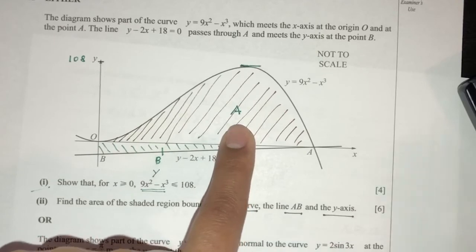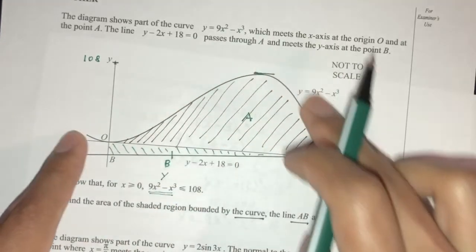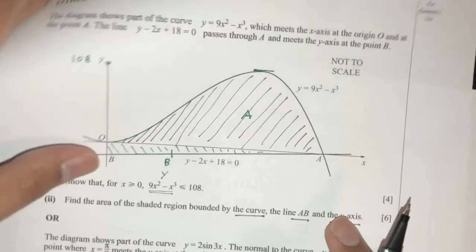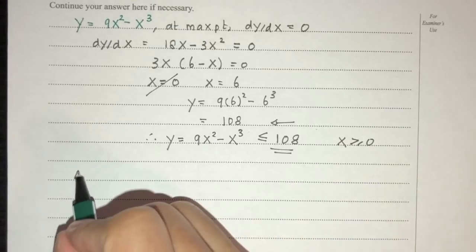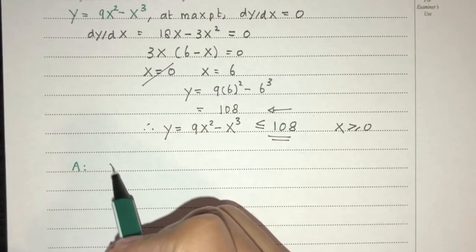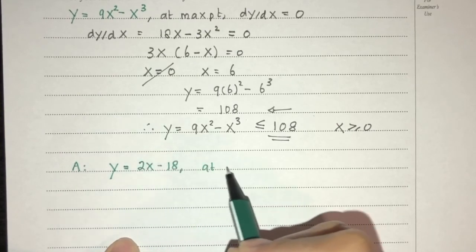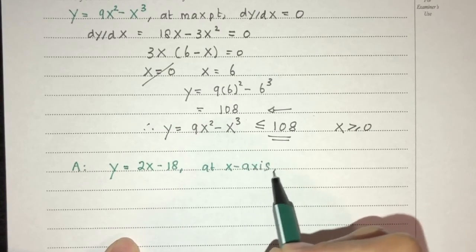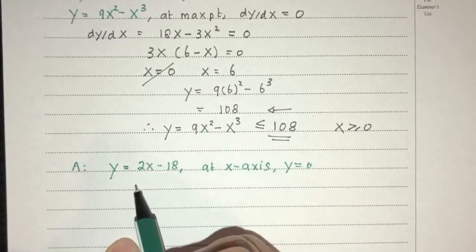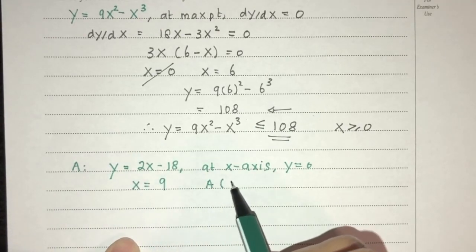So how do you find area of A? First you have to find this point, and then you have to integrate for the area under the curve for this one. So let's do this. First, let's find area of A. We have to first find this point. What is the point A? We have equation of line given by y equal to 2x minus 18. So at x-axis, because that's where the point A is, we know the value of y is 0. Replace, x will be equal to 9. So basically the point A is 9 and 0. That is your point A.